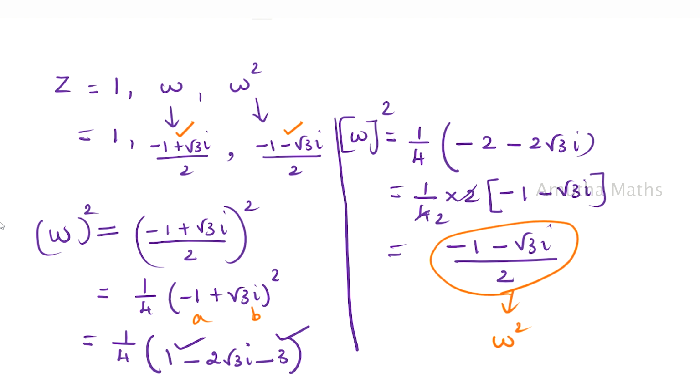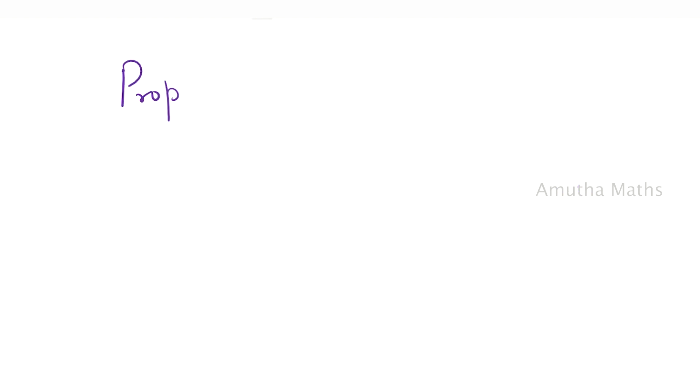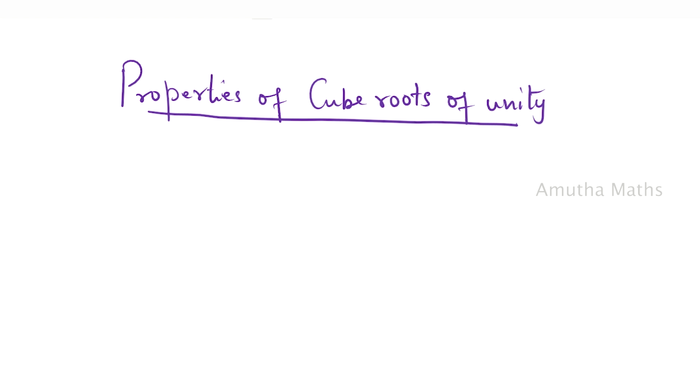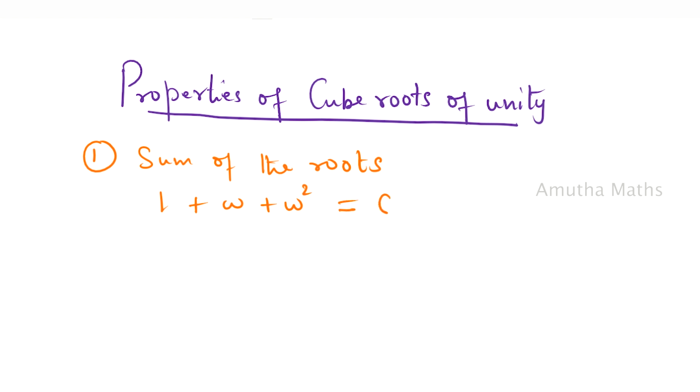ஓகே, so அப்போ ஒமேகாவை ஸ்கொயர் பண்ணா I get ஒமேகா ஸ்கொயர். ஓகே, so இப்போ வந்து 1 ஒமேகா ஸ்கொயர். ஒமேகாவை ஸ்கொயர் பண்ணா அந்த ஒமேகா ஸ்கொயர் கிடைக்கும். இந்த ஒமேகா ஸ்கொயரை ஸ்கொயர் பண்ணா அந்த ஒமேகா கிடைக்கும். ஓகே, so they are conjugate to each other, right? So properties of cube roots of unity. Okay, so the first property is sum of the roots, that is 1 plus omega plus omega square is equal to 0.